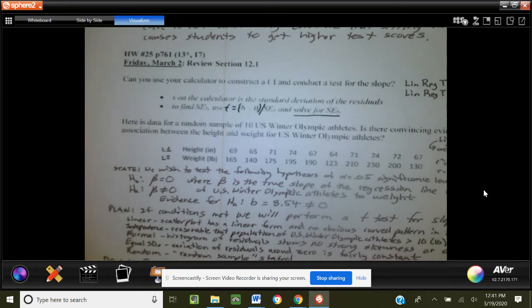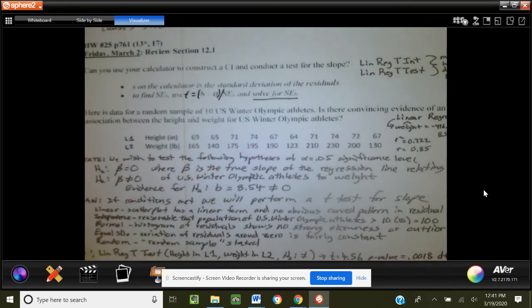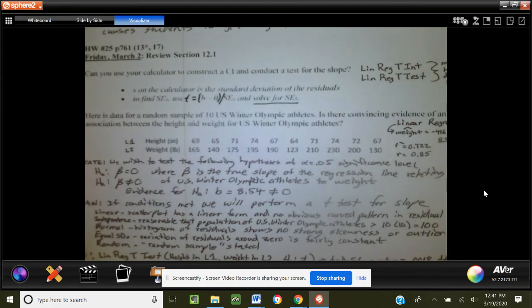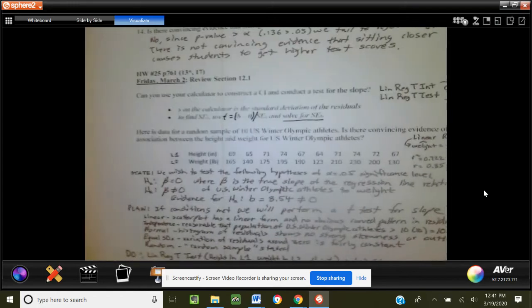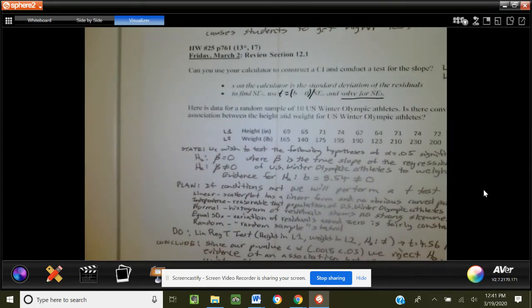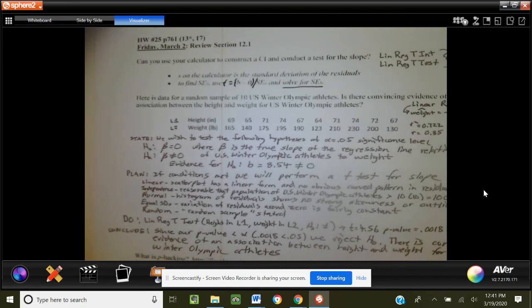So here's an example. A random sample of 10 U.S. winter athletes, so the sample size is 10 here, they tell us that. Is there convincing evidence of an association between height and weight for U.S. winter Olympic athletes? It's probably pretty good evidence for an association between height and weight for just about anybody, right? But what you can do is, here's the data.